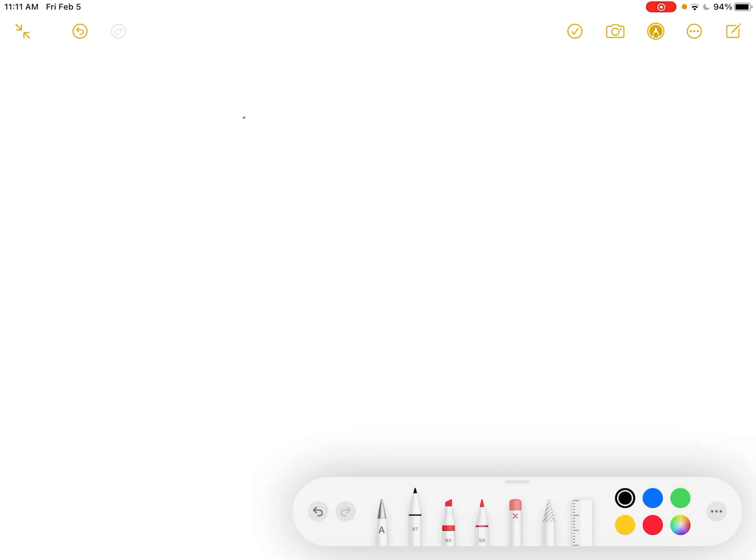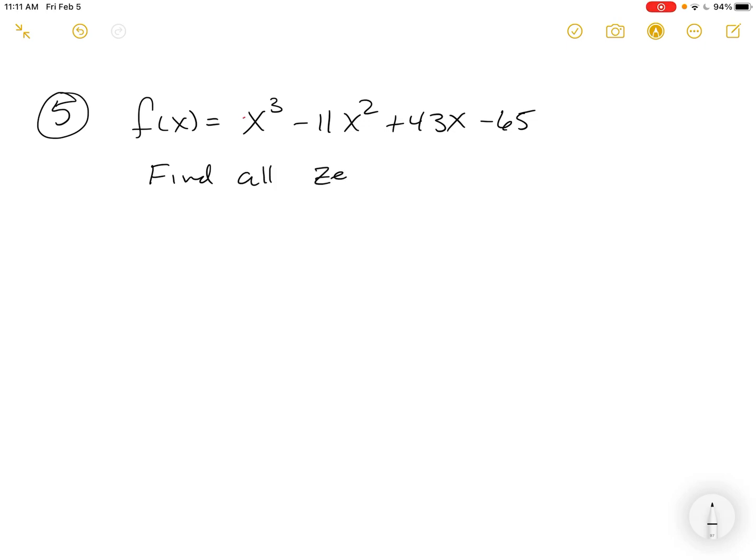Let's take a look at something like this. This is my 5th example. f of x is equal to x cubed minus 11x squared plus 43x minus 65. So we know this thing's going to have 3 roots. And it's saying find all the complex zeros. That's it. Doesn't give you any. Find all zeros, both real and complex.